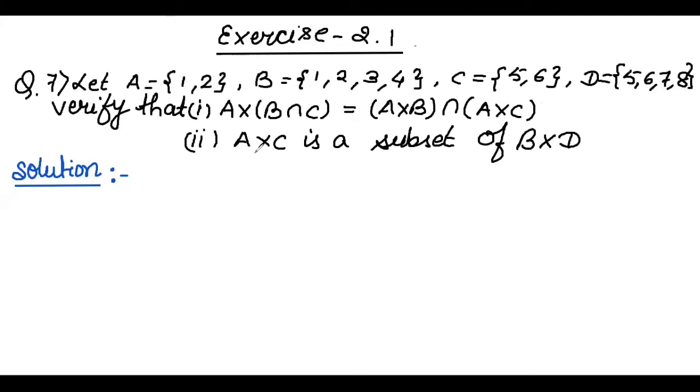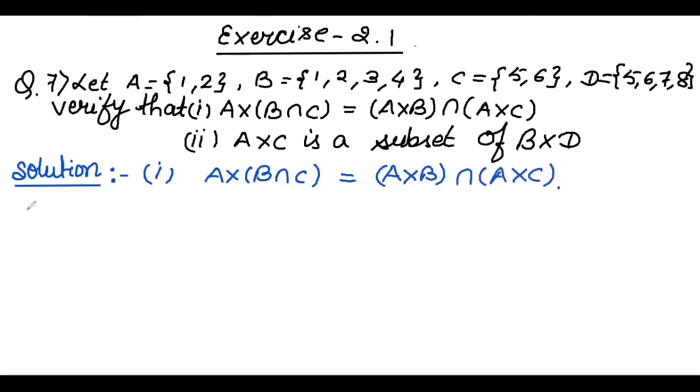And in the second part, A cross C is a subset of B cross D. So first of all, we will discuss the first one. A cross (B intersection C) equals (A cross B) intersection (A cross C). We have to verify it. So I'm going to start with the LHS. This part, A cross (B intersection C).